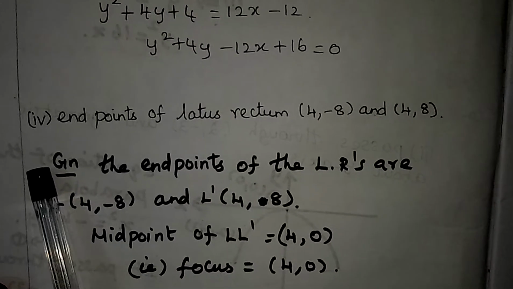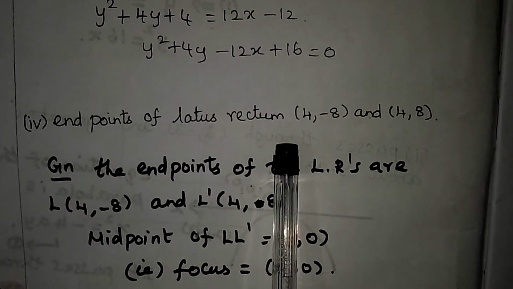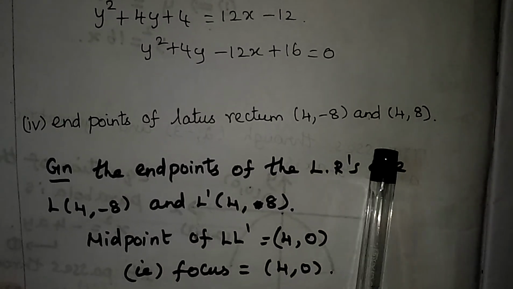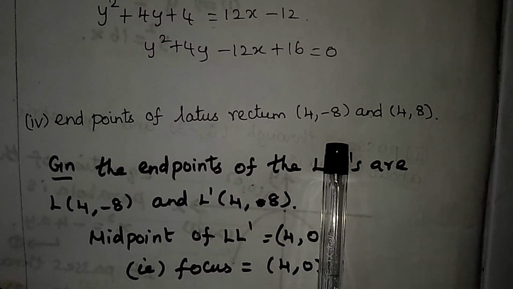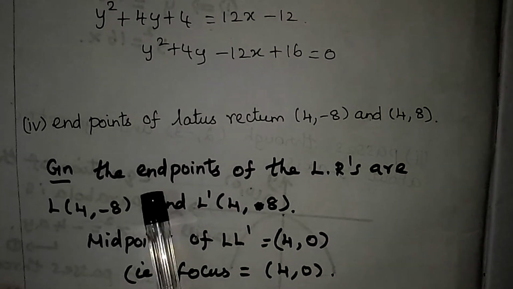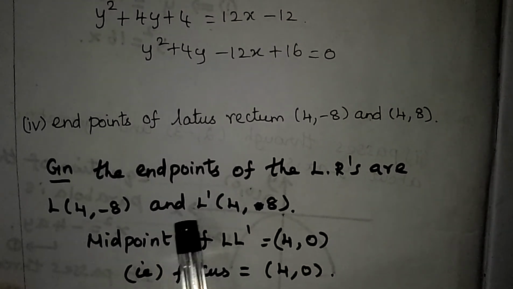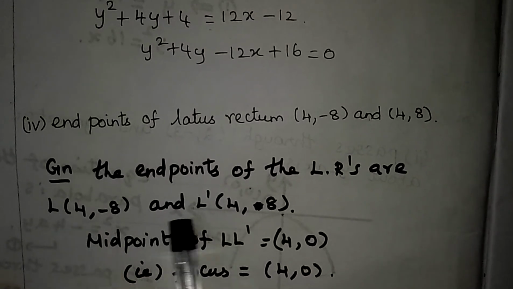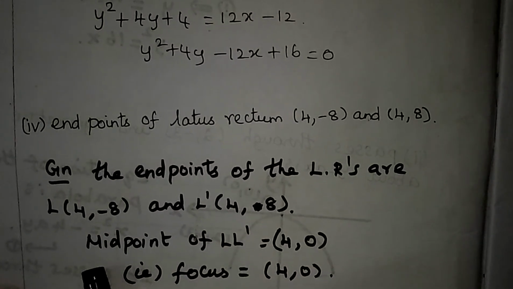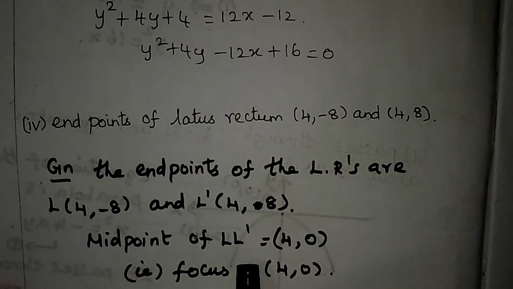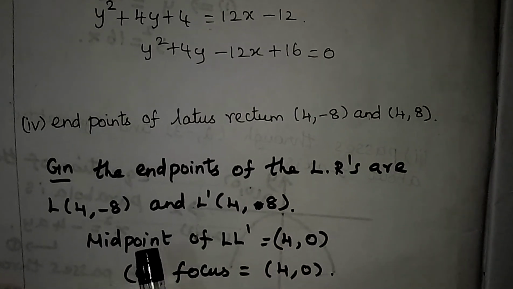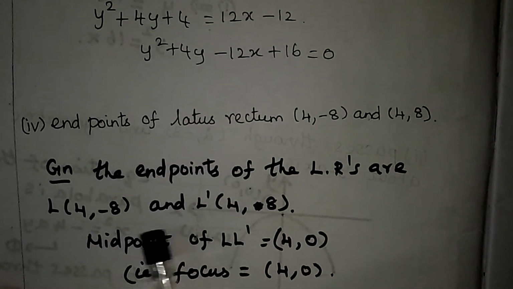Now the fourth subdivision. The end points of the latus rectum are given. So here we have to frame the equation of the parabola only. So what is given? The end points of the latus rectum. Usually you will denote it as L and L dash. Now I am finding the midpoint of these 2 points. Always the midpoint of the latus rectum will be the focus because the latus rectum passes through the focus, isn't it? So the midpoint of these 2 points.